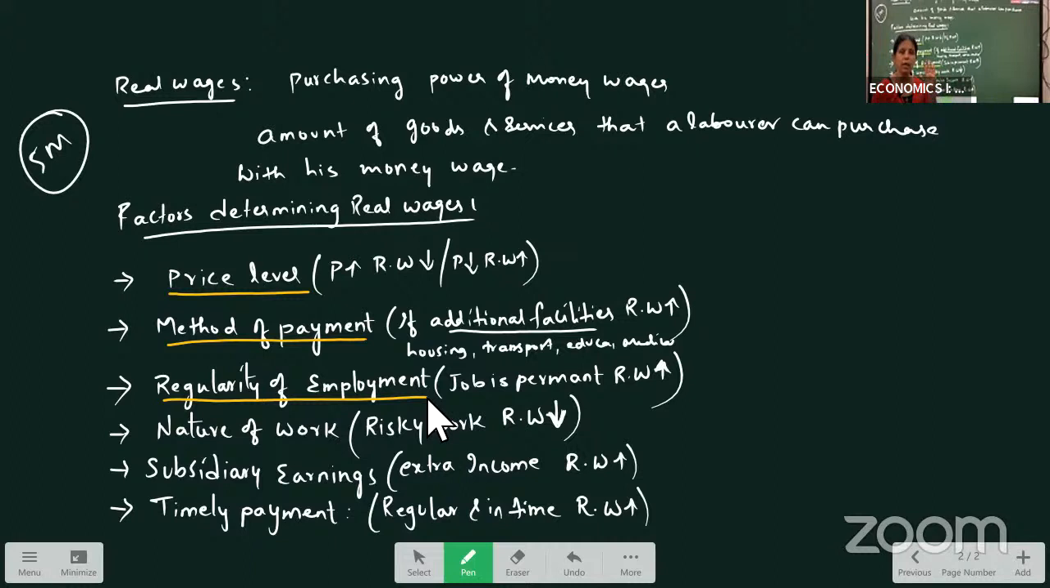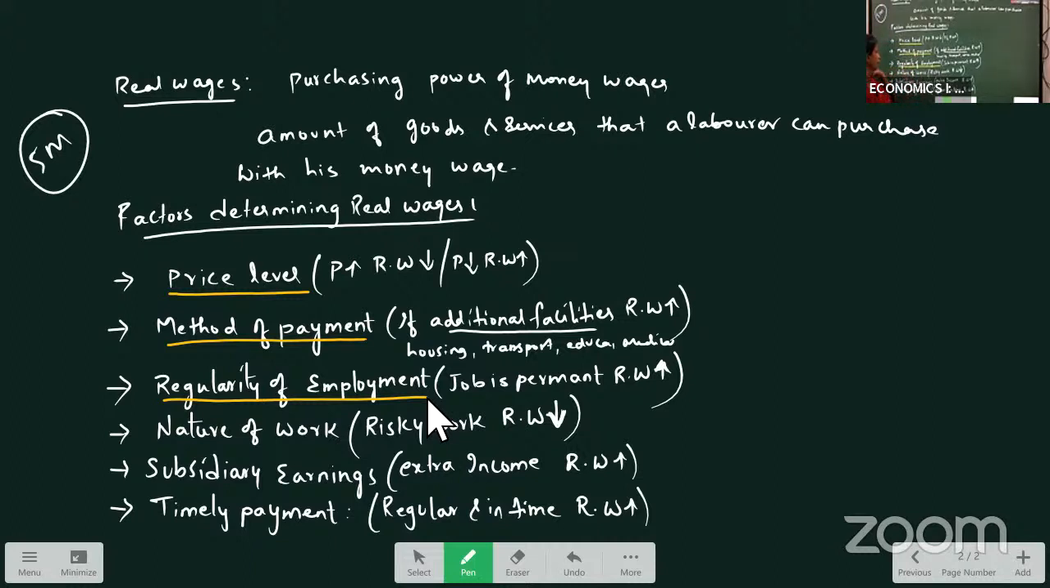Yes, we have a secure job, which means every month we will get the income. In that case, our purchasing power will be high. Why? Because we can purchase on an installment basis also. We assume that next month we'll get the amount and we can pay for it. You can buy more, so your purchasing power will be high if your job is permanent.